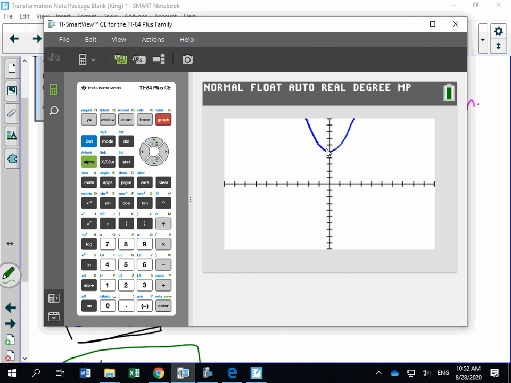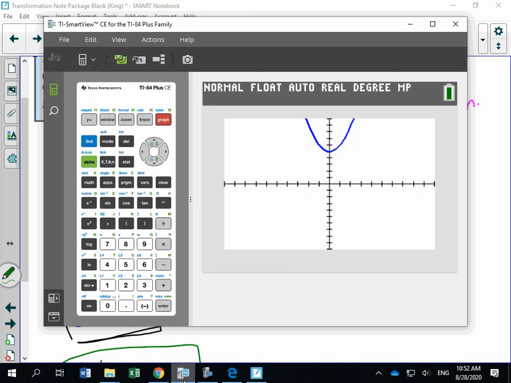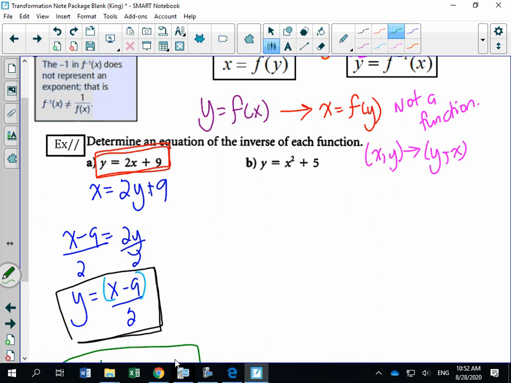So hopefully you guys are realizing now you could just look at this. If I apply the horizontal line test to this, it's going to fail. If your original graph fails the horizontal line test, the inverse will not be a function. Let's prove that. Okay, how do I write the equation of the inverse so I could actually graph the inverse? I want to graph the inverse of this guy. So what we do is we interchange x and y. x is equal to y squared plus 5.